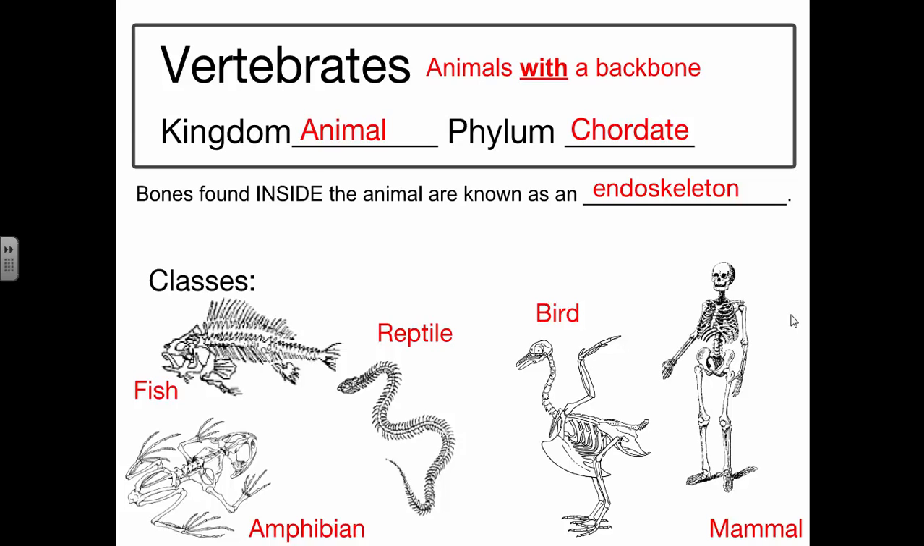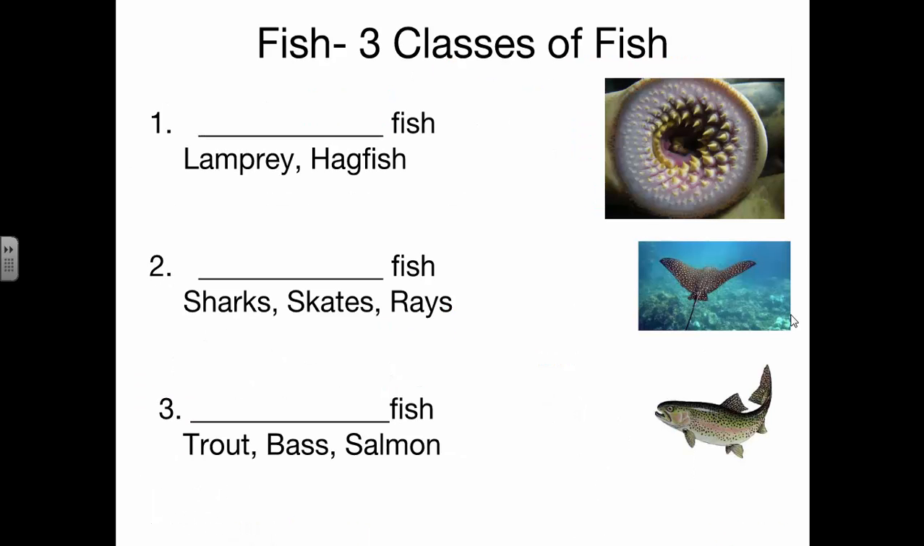The first vertebrates that evolved on the earth were fish. They evolved into amphibians and so on. So when we talk about fish, really there's 3 classes of fish. They're not all one class. We won't really get into these details. It was kind of interesting to talk about.